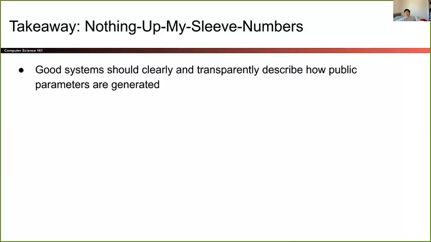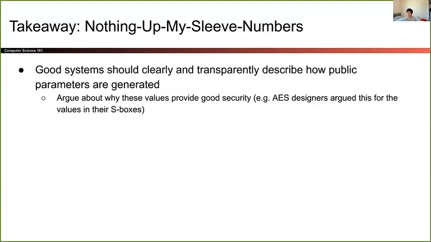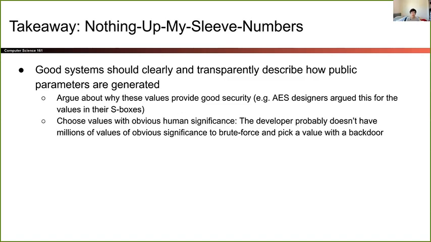Good systems should clearly and transparently describe how public numbers are generated. You might argue about values that provide good security. So for example, in AES, some of the values are specifically chosen to provide more security. And if you can provide a reasonable proof for why that works, then that's a good reason to use those values. You might choose values with obvious human significance. So if we choose really significant numbers like pi and e and other like 1, then the developer probably doesn't have enough values to choose from that would allow them to create a backdoor.